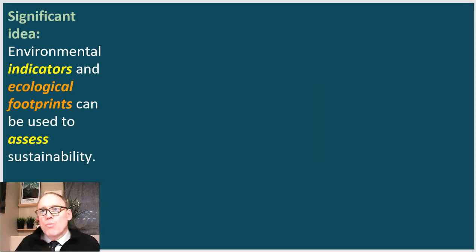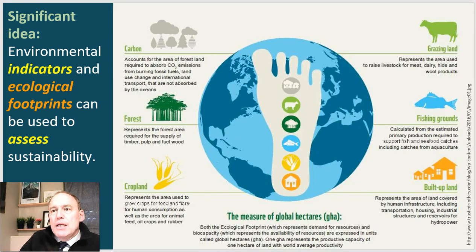So as we saw in Part 1, environmental indicators and ecological footprints can be used to assess sustainability. We looked at indicators in Part 1. Now we're going to look at ecological footprints. An ecological footprint, as you can see here, assesses how much carbon, forest, cropland, built-up land, fishing grounds, and grazing land is impacted by the individual activities of a country or multiple peoples, and it's measured in global hectares, which is more a concept rather than actual space.